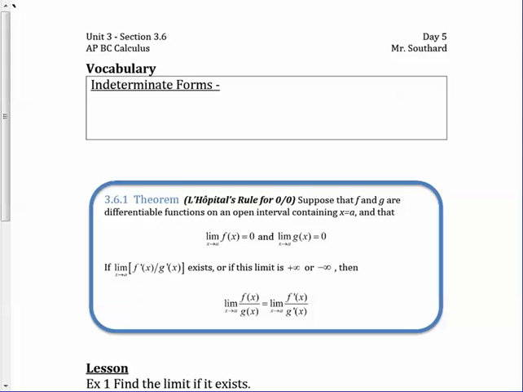Okay, so day 5 of Unit 3, we're going to be talking about another way to determine limits. And sometimes when we're finding a limit, we're just plugging in the value that x is approaching, and we get an indeterminate form. Okay, so there are a few different types of indeterminate forms. Infinity times infinity. Indeterminate forms are values that cannot be determined. That's why they're called indeterminate.